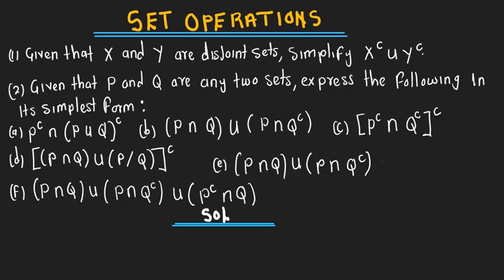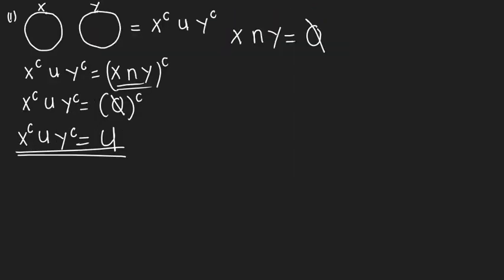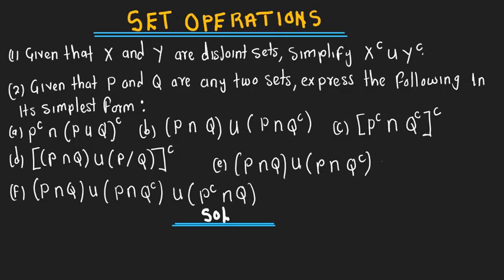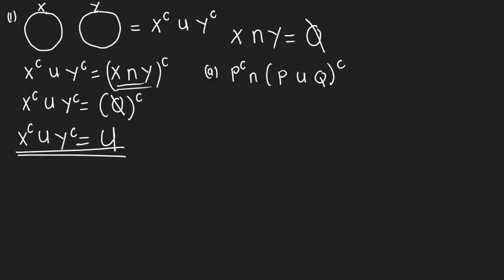Given that P and Q are any two sets, express the following in its simplest form. So we have, they're saying we have P complement intersection, then we're going to have P union Q. Okay, like that. So how do we solve this one?